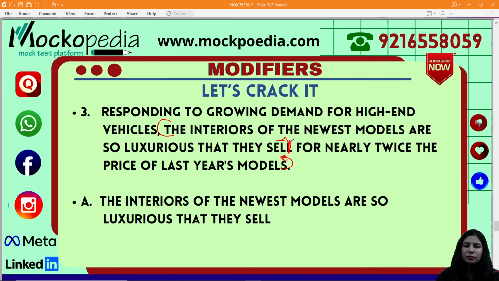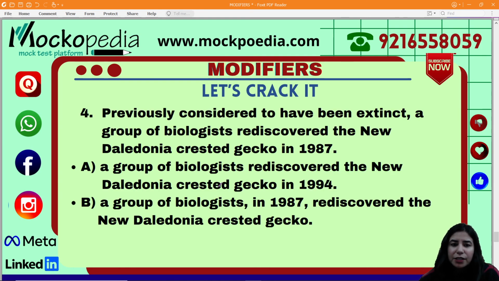So see this, "Responding to growing demand for high-end vehicles." Who's going to respond? Some people are going to respond. Interiors can't respond, right? So this is a major error. "Interiors of the newest models are so luxurious that they sell for nearly twice the price of last year's models." This is a dangling modifier. That means we need to insert a subject, who was responding to growing demands for high-end vehicles, right? So company or people are going to do it. So A choice gets eliminated.